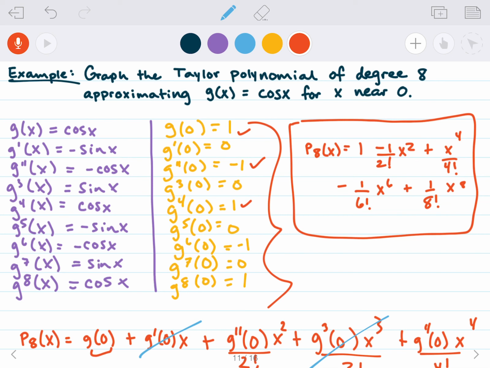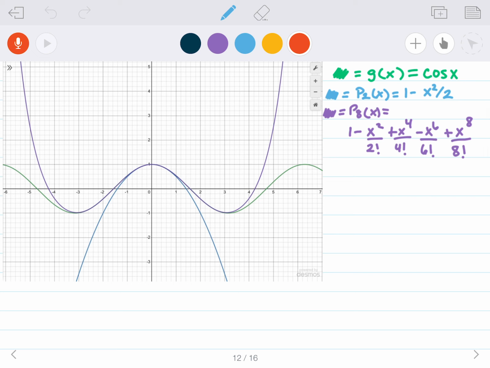Got 1 minus x squared over 2 factorial plus x to the 4 over 4 factorial minus x to the 6 over 6 factorial plus x to the 8th over 8 factorial. So that's our degree 8. Now, let's take a look at what we found before. So in green, we have our function that we're trying to approximate. In blue, we have the quadratic function that we found a few slides back that approximates cosine of x. And in purple, we have our new approximation, that degree 8 polynomial.